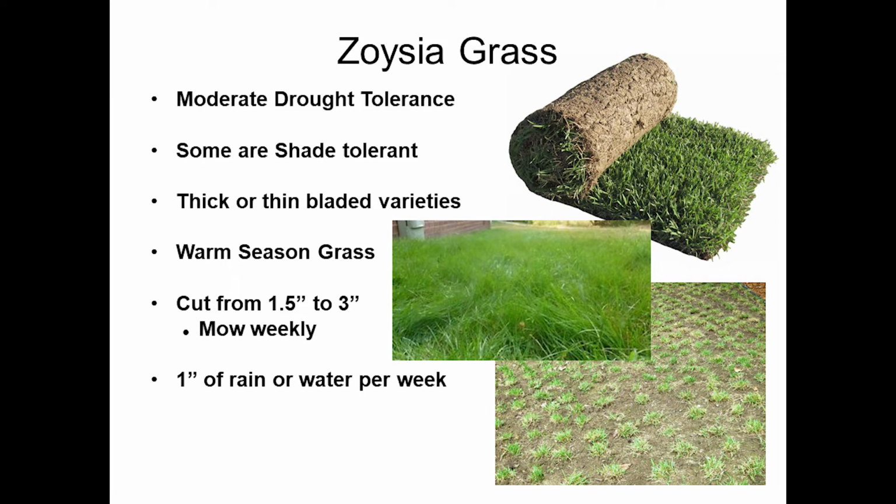Like I said, usually when you cut zoysia, it's about 1.5 to 3 inches. But you can cut it really low if you want, but it's going to take a lot more water if you cut it real low.